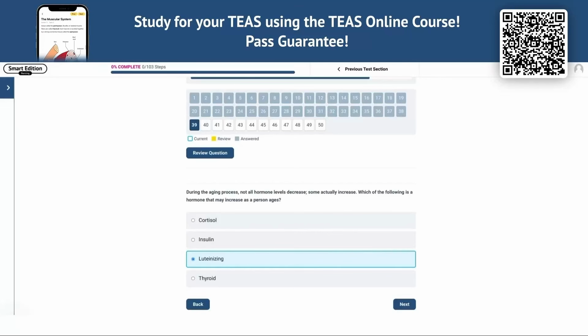And lastly, the thyroid hormone. The thyroid hormone helps control metabolism, and its levels typically decrease or stay about the same with age. It really just depends. Some people may develop a thyroid issue as they age, but an increase in thyroid hormone is not part of the aging process.